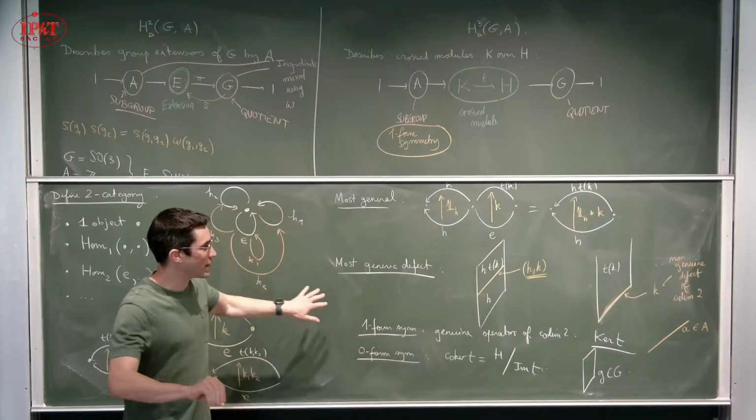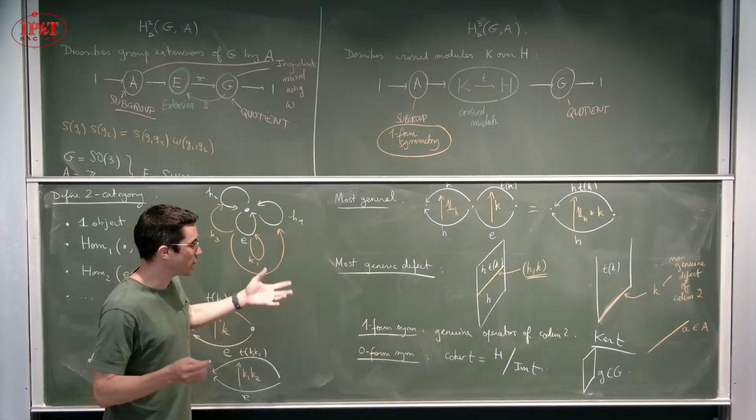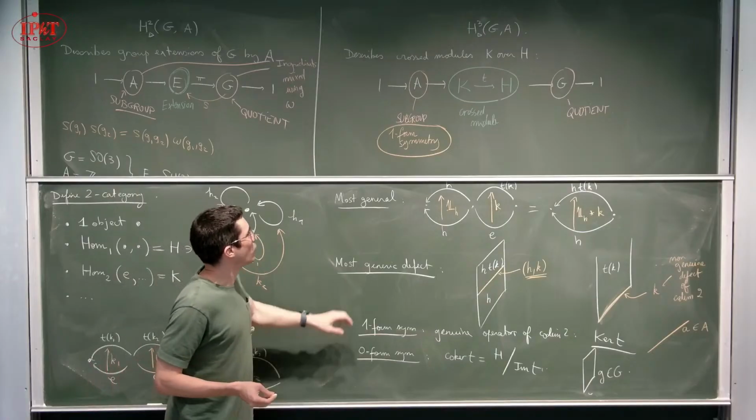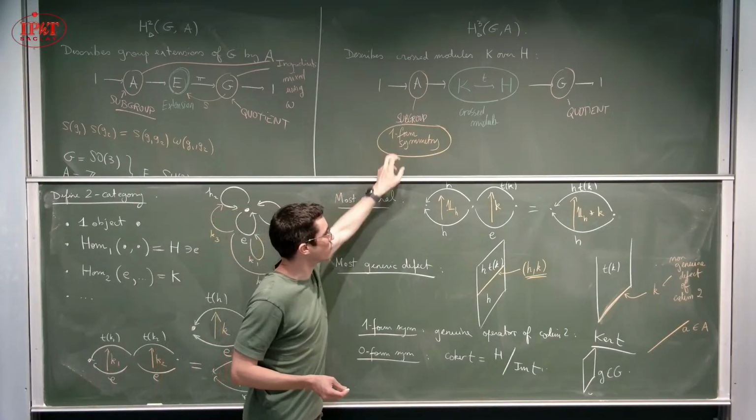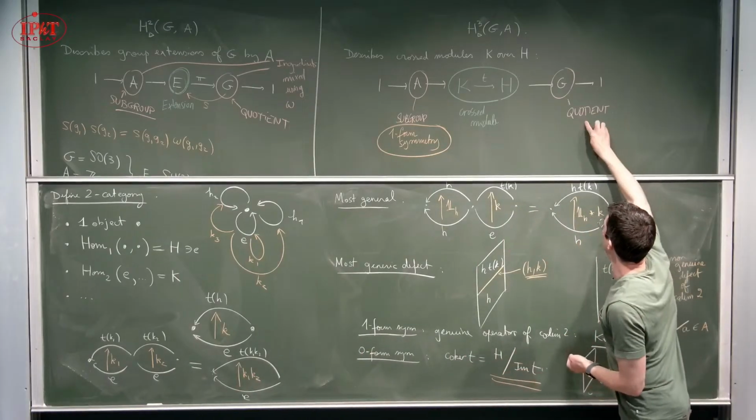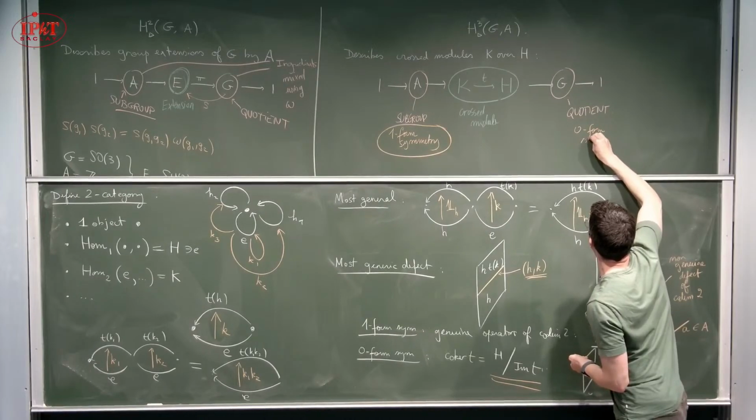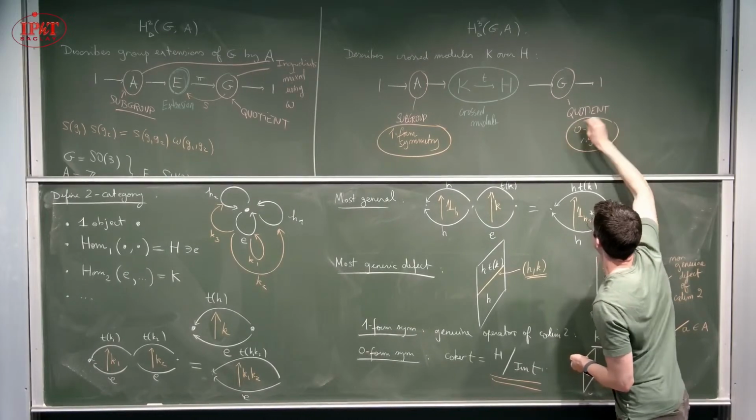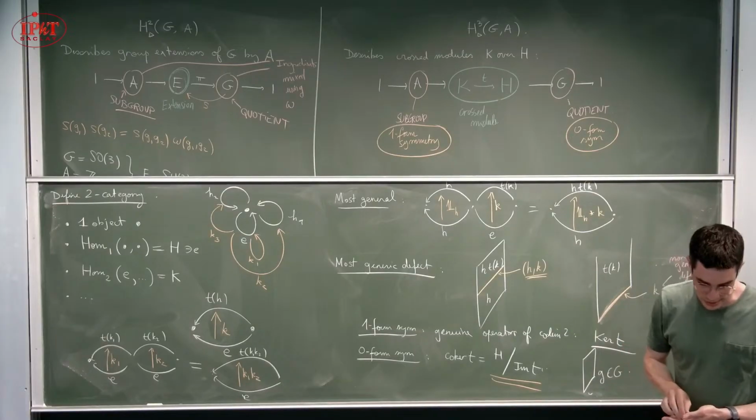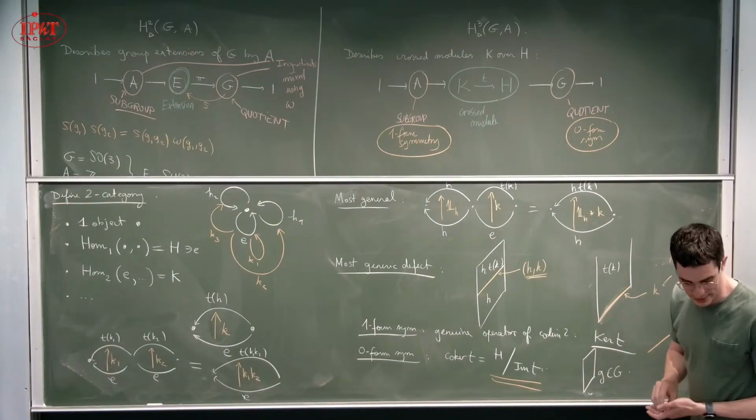But then out of it, you can identify two sub-objects, or sub-things. One is a subgroup, a one-form symmetry. One is a quotient. Here it's a quotient. So that's a zero-form symmetry. And this is why it's called a subgroup.